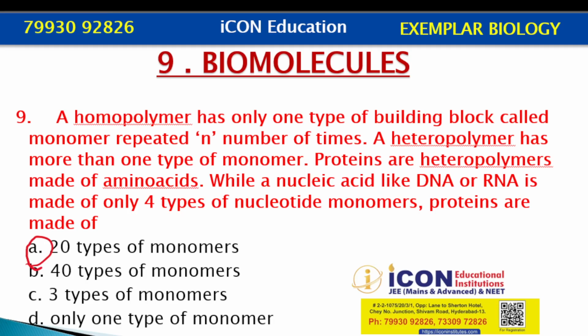Why is it called a heteropolymer? Because these amino acids are different, like glycine, valine, serine, etc.